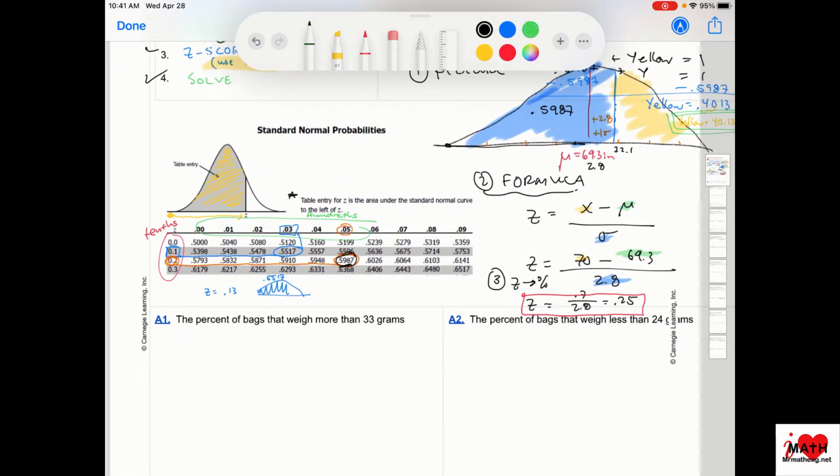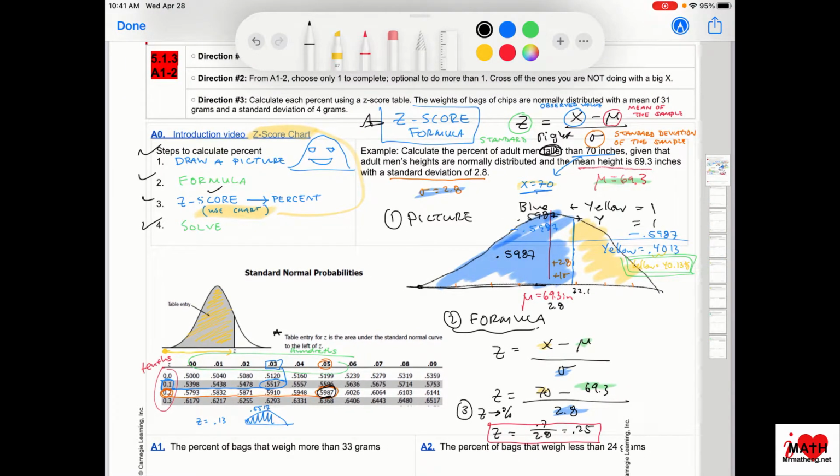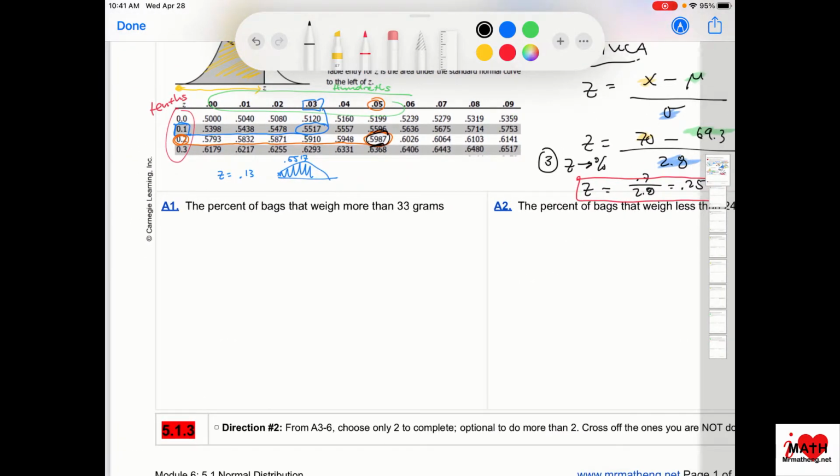For A1, we have to use the numbers given to us, which is up here in direction number 3. Calculate each percent using a z-score table. The weight of bags of chips are normally distributed with a mean of 31 and a standard deviation of 4 grams. Okay, so let's first draw ourselves a picture. And in our picture, we have 31 as our mean. And then we're looking for 33. And more than 33 means we're going towards the right. Okay, so here's 33. I'm going to put a line here, and more than means going towards the right. So we're trying to find this shaded region.